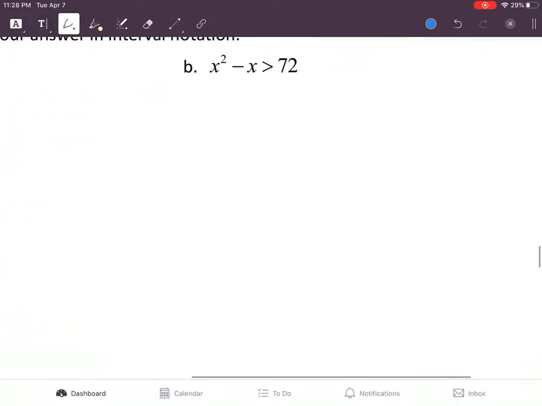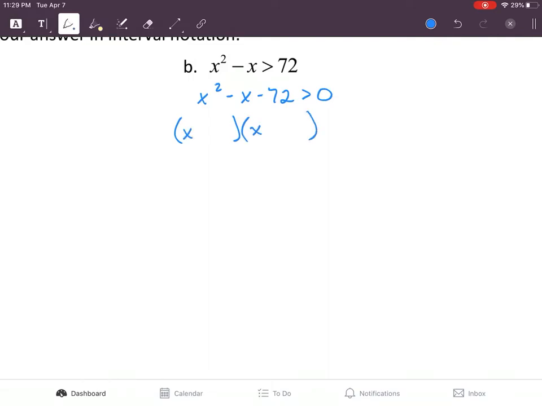For part B, you have a quadratic. To get a quadratic, you're going to subtract the 72 to the other side, greater than 0. Now that we have our quadratic, we're going to factor it. So what 2 numbers multiply to give you -72 and add up to give you -1, which is -9 and +8?